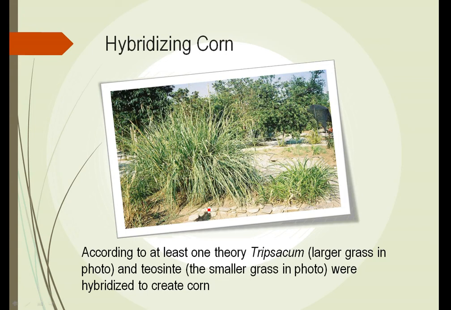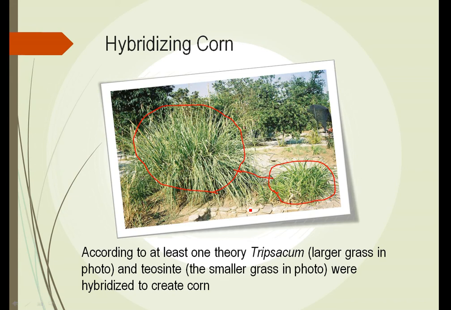So where did corn come from? I mentioned that corn was developed from plants that were barely edible in themselves. And here we have a photograph that helps illustrate one of the theories. Tripsacum, this larger grass, and teosinte, this smaller grass, in one theory at least, were hybridized to create what we call corn. I'll also mention that in the United States we refer to this plant as corn.